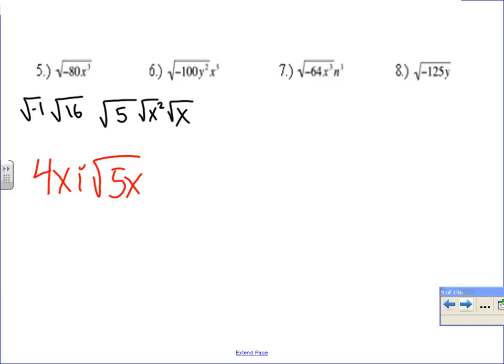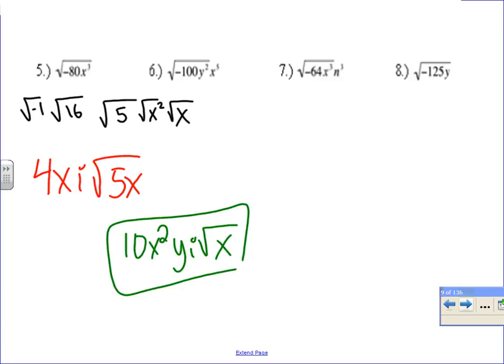All right, Anna, what'd you get? Good job. Okay, so number 6, make sure you have 10x squared y I squared of x. Brianna asked, does it matter where you put the I? No, doesn't matter. You can put it at the end, you can put it in the middle. The order of that does not matter. There's not like a standard form for these.